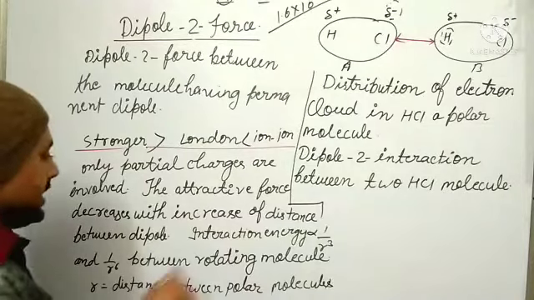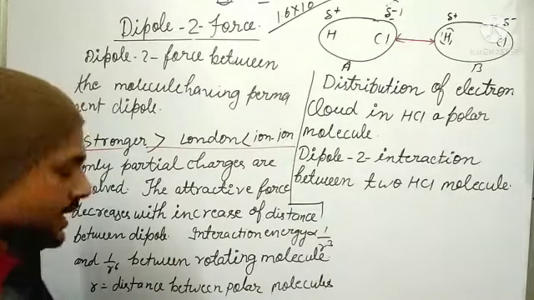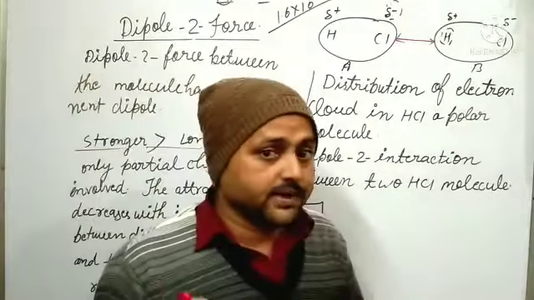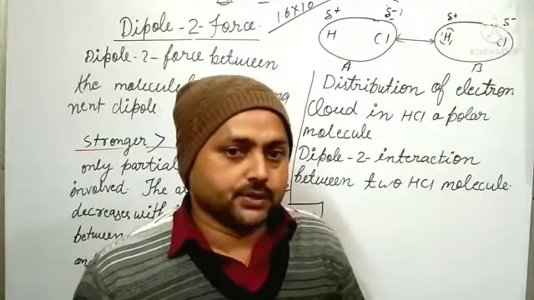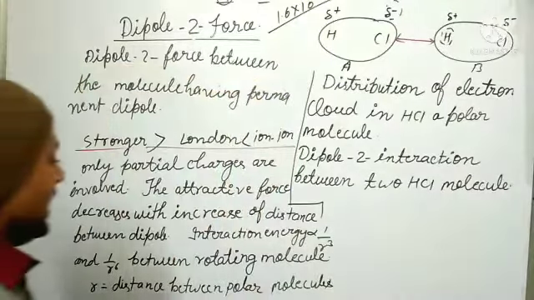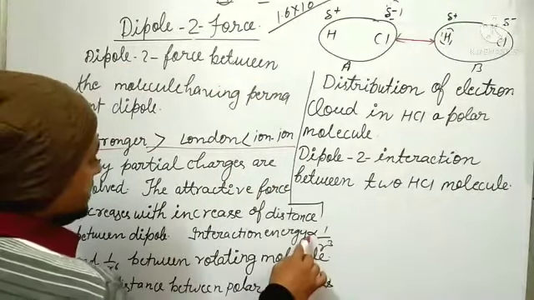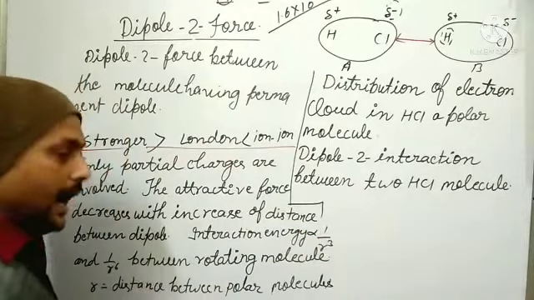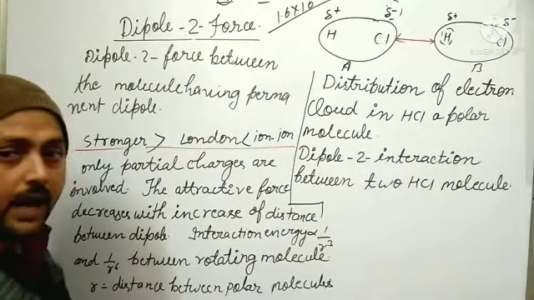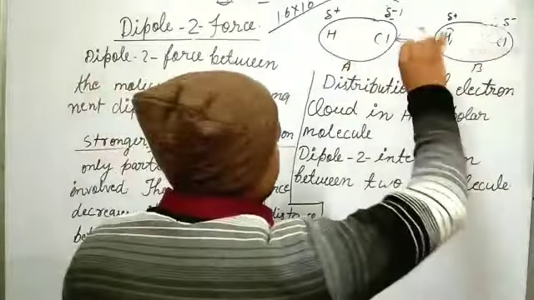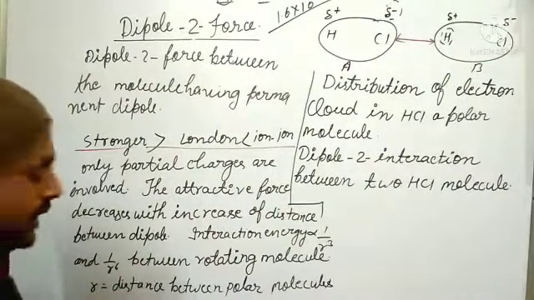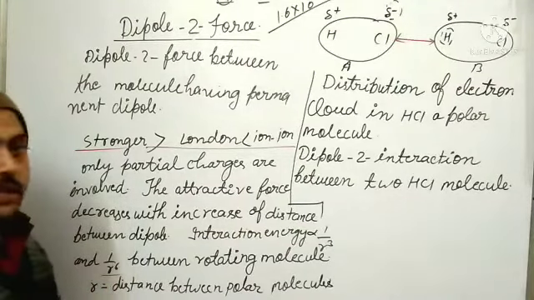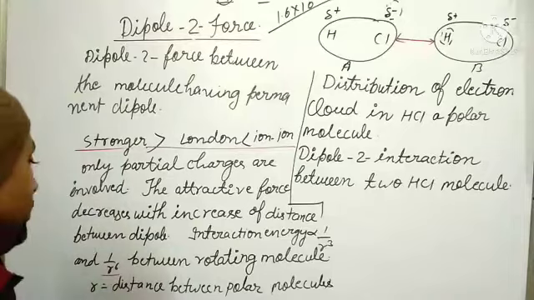Okay, and the interaction energy: you know that if any force or attraction or bond is formed, some energy is released. So the interaction energy is inversely proportional to 1 upon r cubed. In the normal case, when molecules are rotating, it is 1 upon r to the power 6 between rotating molecules.